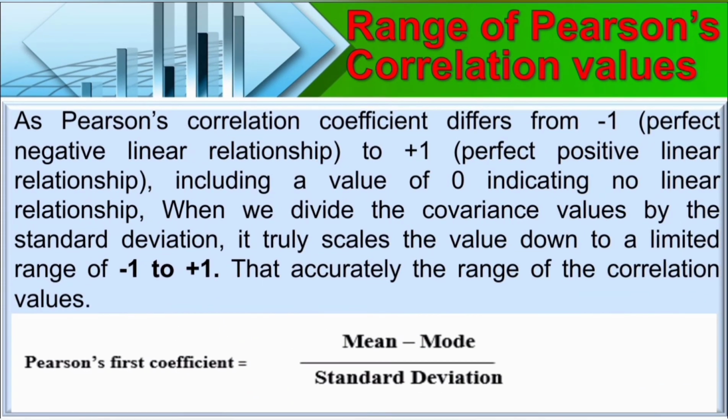Range of Pearson's correlation value. Pearson's correlation coefficient ranges from -1, a perfect negative linear relationship, to +1, a perfect positive linear relationship, including a value of 0 indicating no linear relationship. When we divide the covariance values by the standard deviation, it scales the value down to a limited range of -1 to +1. That is the range of the correlation values. So Pearson's first coefficient is equal to mean minus mode divided by standard deviation.